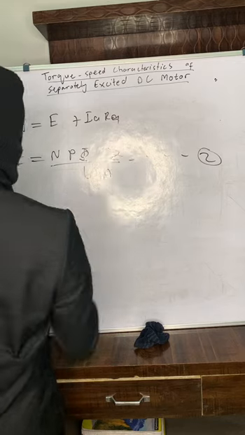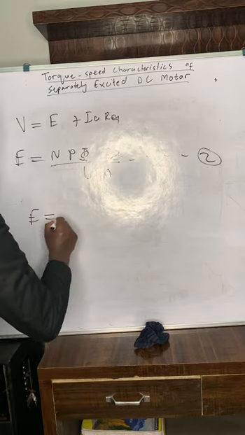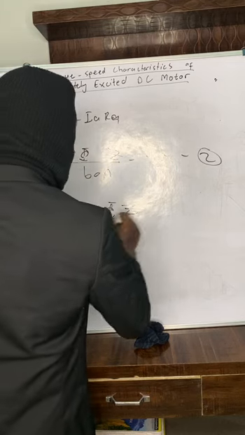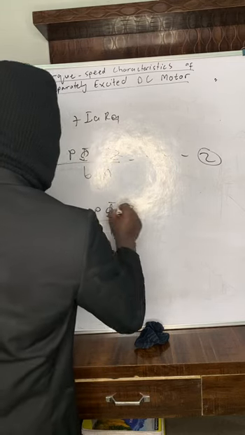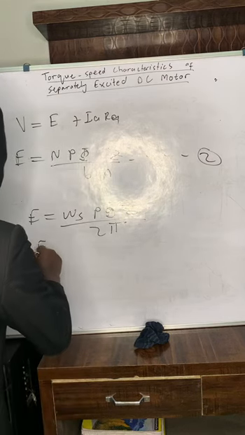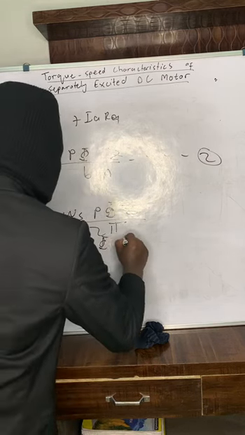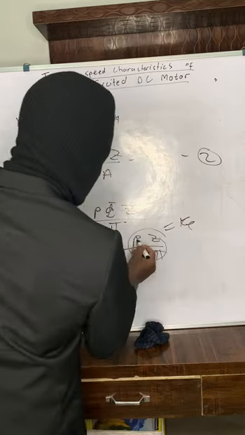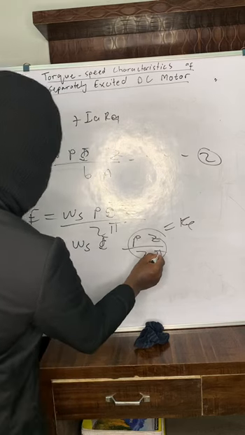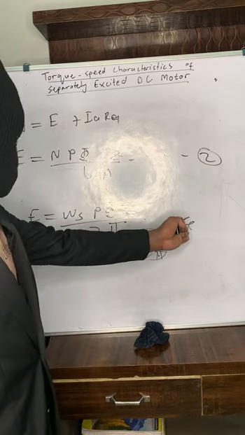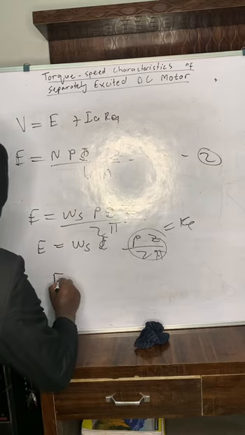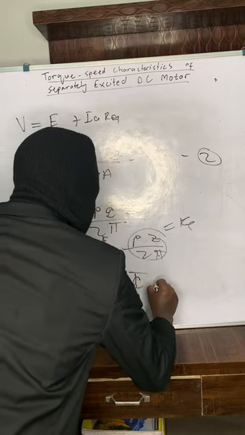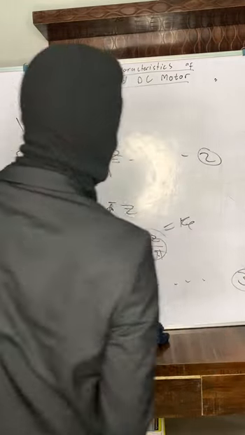From these two equations, it can be denoted that E is equal to omega S P phi Z over 2 pi A. So we can rearrange this as E equals omega S phi times P Z over 2 pi A. This is a constant Ke. We can just redefine it and give it a new constant. So E will be equal to Ke omega S phi. This is our equation 3.